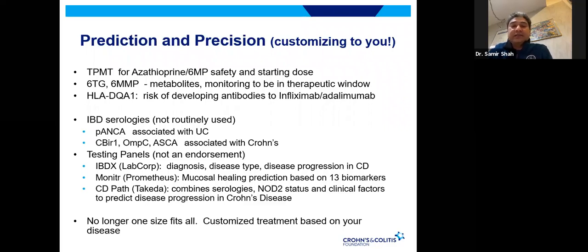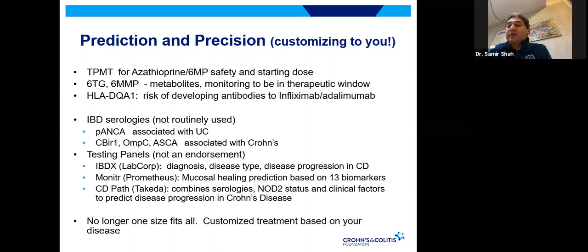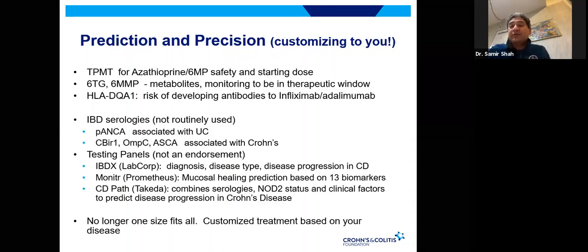And then there's a new test, CD-Path, that Takeda bought, and it was developed by my colleague Corey Siegel and Marla Dubinsky. They combine serologies with NOD2, a gene associated with Crohn's disease, and other clinical factors to predict disease progression in Crohn's disease. This is now available free thanks to Takeda. So we'll see if this is used more widely and finds a place in predicting. So it's no longer one size fits all. We try to customize the treatment based on your disease, but also based on your wishes and your concerns.